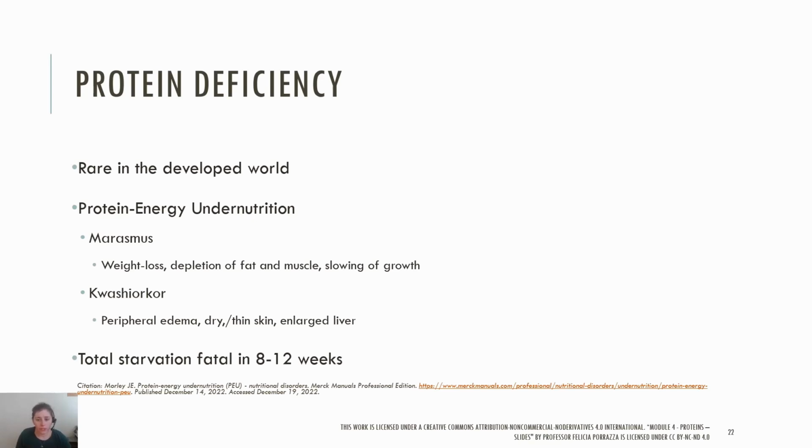Marasmus includes weight loss and depletion of fat and muscle. Growth would be slowed, and there is more of a skin and bones appearance. Kwashiorkor is where the cell membranes leak, which causes peripheral edema. There is also dry and thin skin, enlarged liver, and ascites. Kwashiorkor can be the result of severe protein deficiency or acute illnesses like gastroenteritis. Treatment would include correcting fluid and electrolytes with IV solutions and then replenishing nutrients. Total starvation is fatal in 8 to 12 weeks.